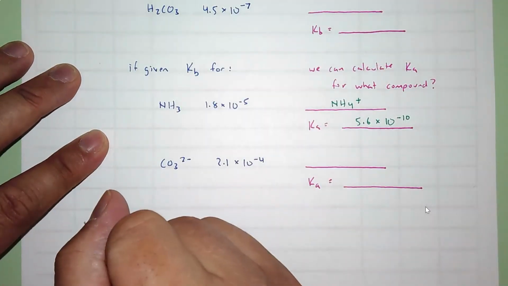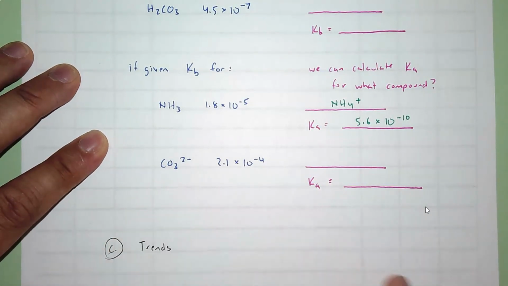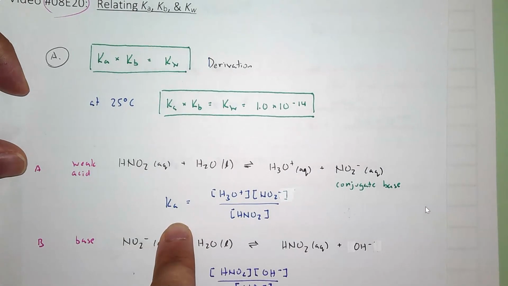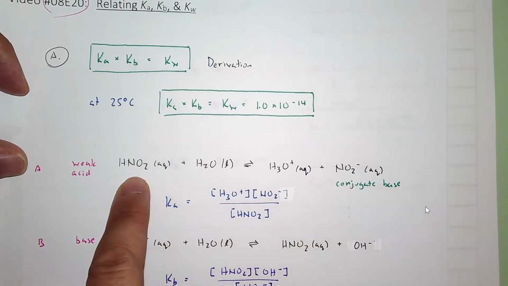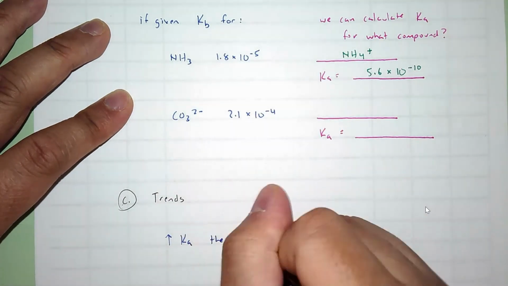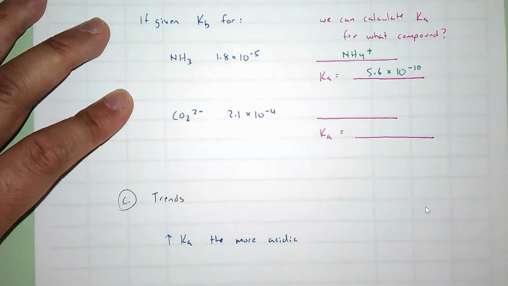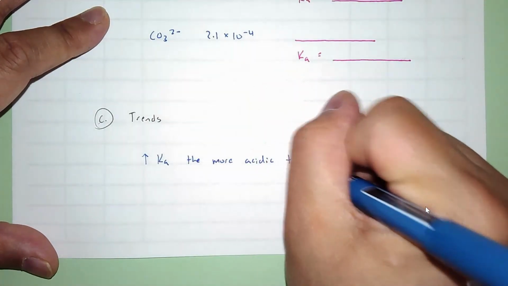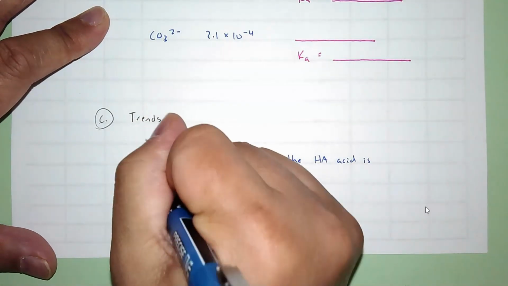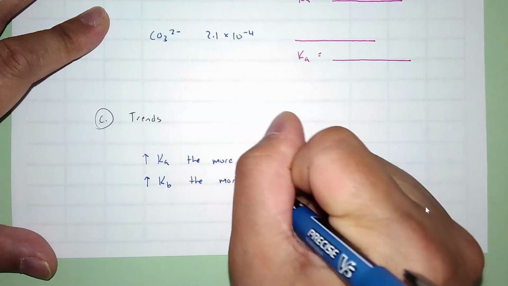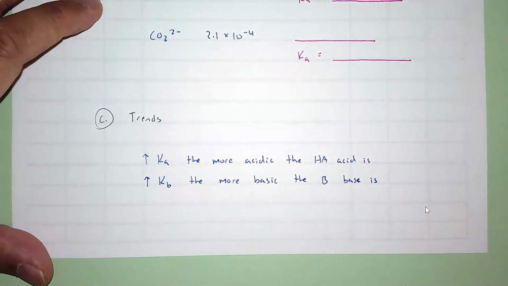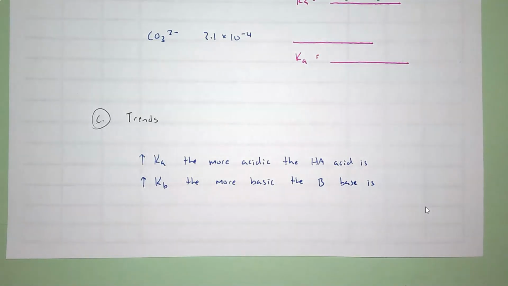Let me just tell you real quick at the bottom here, trends. Very easy. Based on what we know about Ka, we know that the bigger the Ka, the more product we get, the more acidic the acid. So here's the trend. The bigger the Ka, the more acidic, the more likely the proton is going to be given up. More acidic the HA acid is. And then what about Kb? The larger the Kb, the more basic the B base is.